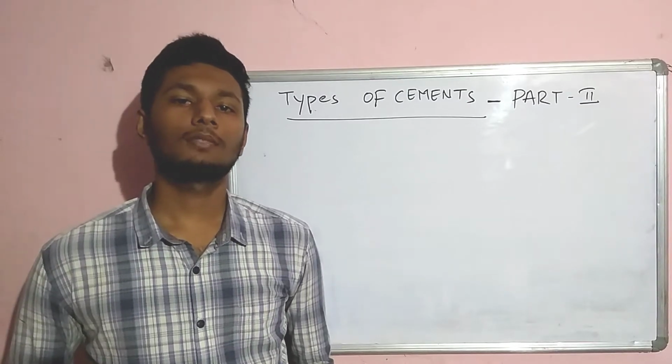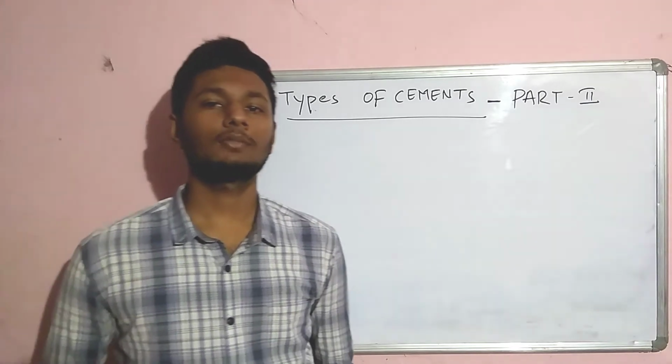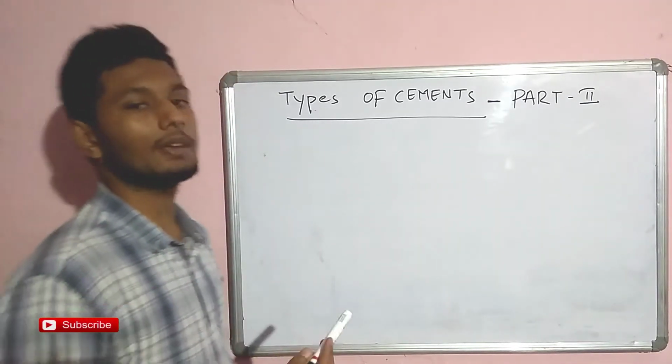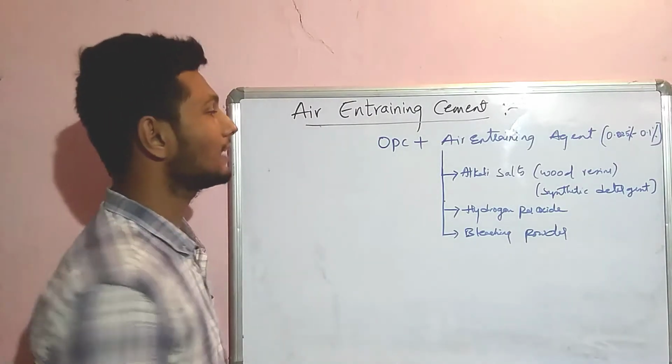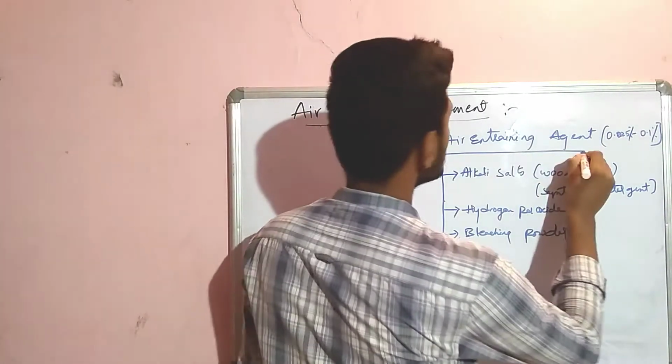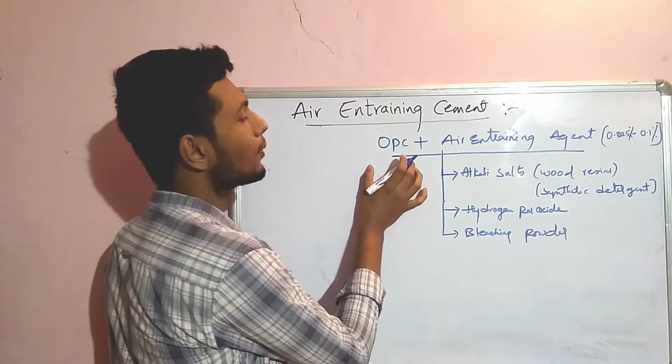Hi everyone, welcome to Civil Engineers Educator, and our topic is types of cement, and this is module 2. Coming to the air entraining cement, the air entraining cement consists of OPC, ordinary Portland cement.